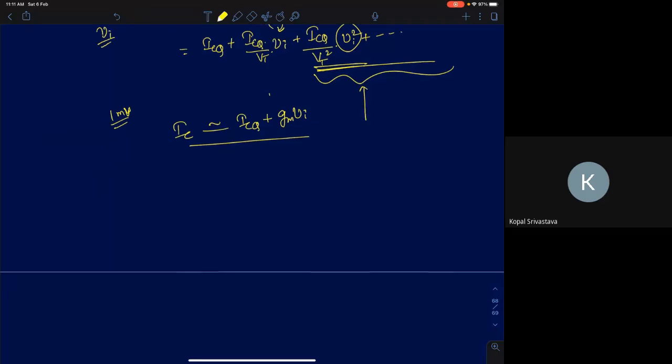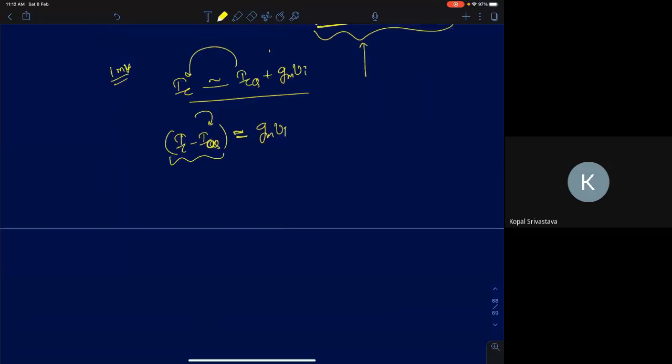Now, what I'm going to do is take this term, IC minus ICQ. Ideally this is supposed to be equal to GM VI, right? ICQ is your DC operating current, and IC is the total collector current. The difference between that is your small signal collector current, so I'll call it delta IC. That's your small signal collector current, and that is approximately equal to GM VI. So that's what we just saw.